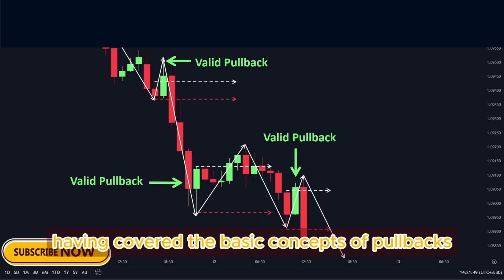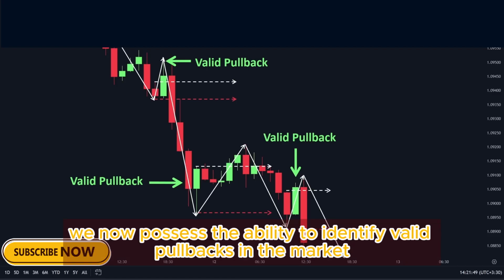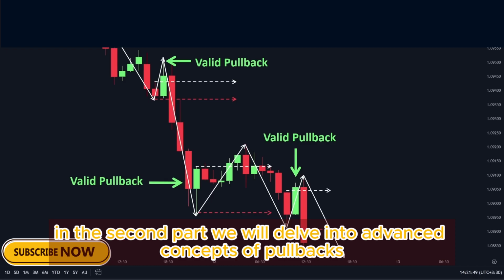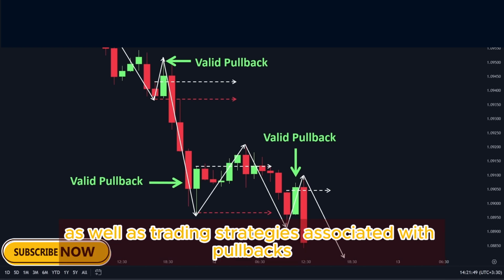Having covered the basic concepts of pullbacks in the first part of this video, we now possess the ability to identify valid pullbacks in the market. In the second part, we will delve into advanced concepts of pullbacks, including various pullback types that traders may encounter in the market, as well as trading strategies associated with pullbacks.